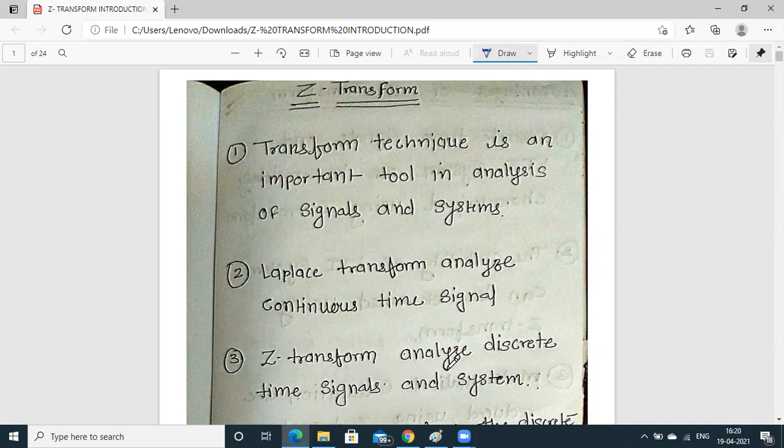So Z transform analyzes the discrete time signals and systems. So we should know what is the meaning of discrete time signals. In discrete time signals, different samples are represented here like this. This signal is defined at discrete points only, so it is called a discrete time signal, and Z transform is built to analyze discrete time signals.